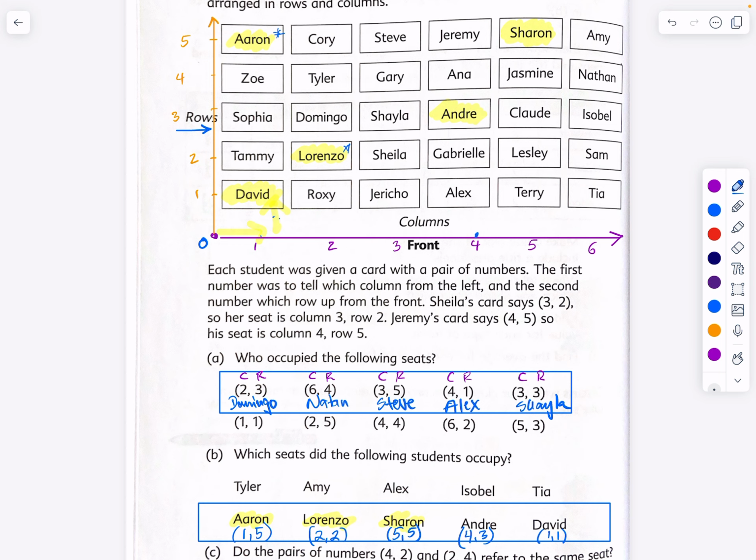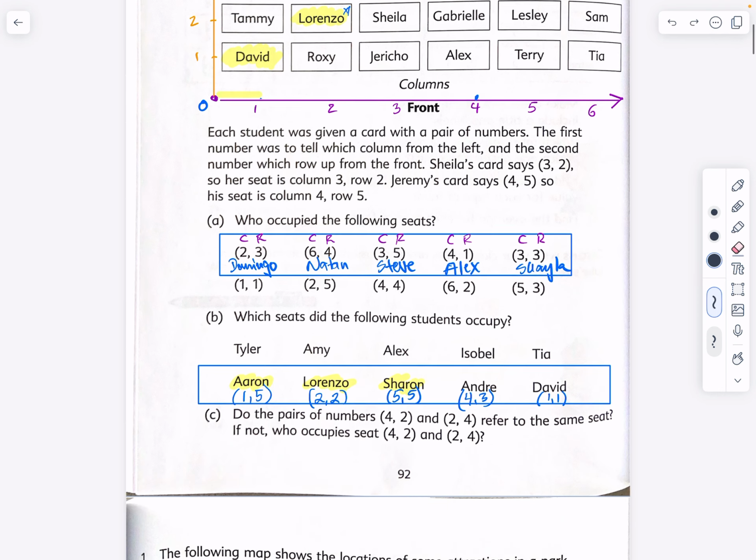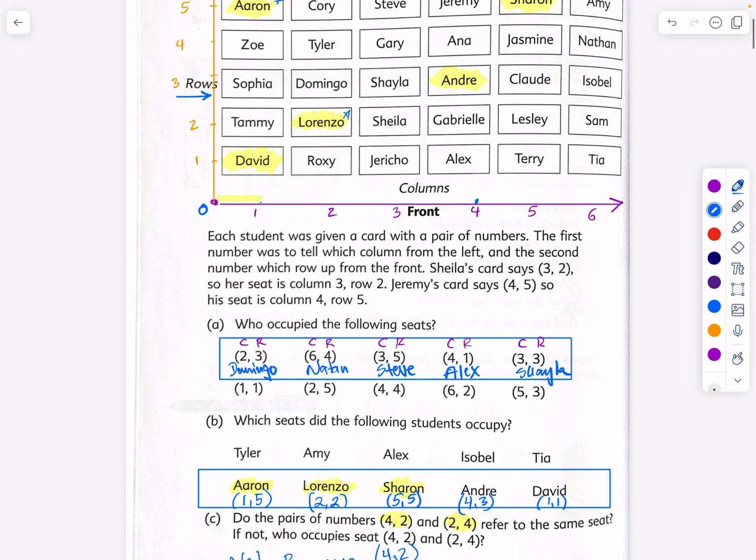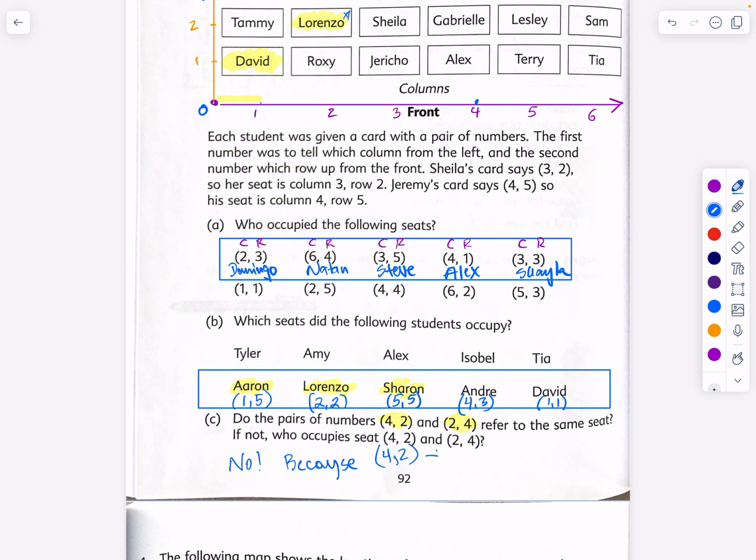Let me clean this up. Now, the last part of this assignment. Do the pairs of numbers 4, 2 and 2, 4 refer to the same seat? No, they do not refer to the same seat. Let's identify: we have 4, 2. That means 4th column and 2nd row. Who is in the 4th column and 2nd row? It's reserved for Gabriel.